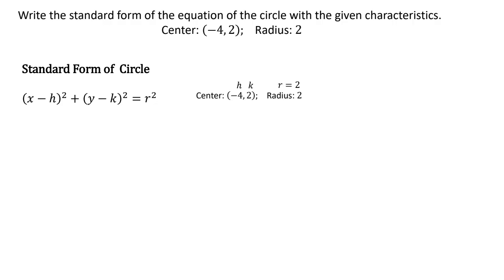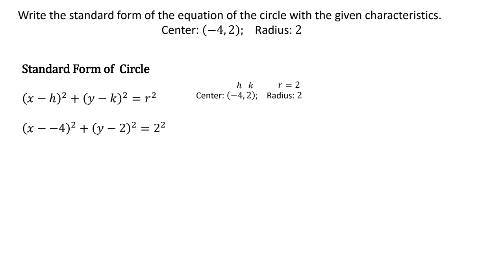squared plus y minus k squared is equal to r squared, where the center is given by the h and k, and my radius is the variable r. So here in my case, h and k is given by negative 4, 2. They tell me that my radius is 2. Let's just plug it into the equation and simplify.